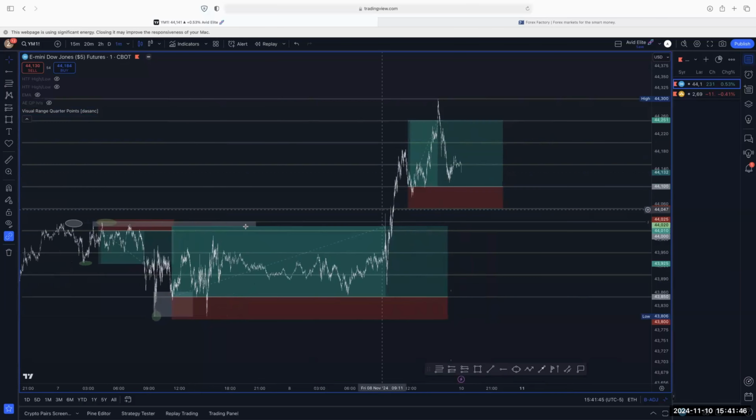If you guys want to try to find something similar to help you see which way price is going, and to have automated entries. I don't guess where I'm going to enter. I only enter at quarter points. But that's pretty much the overview of the strategy.